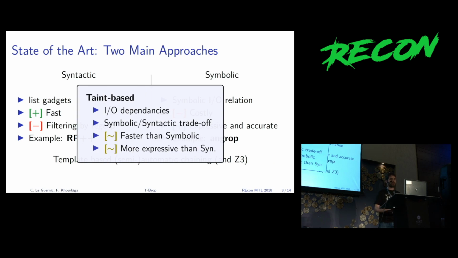So what we are proposing is an intermediate approach. We will compute some semantic information, but not a symbolic one. We're just computing the dependencies between the variables in the end and the variables at the beginning of the execution of the gadget. This is a trade-off between the symbolic and syntactic approaches. It is faster than symbolic approaches and more expressive than the syntactic ones.